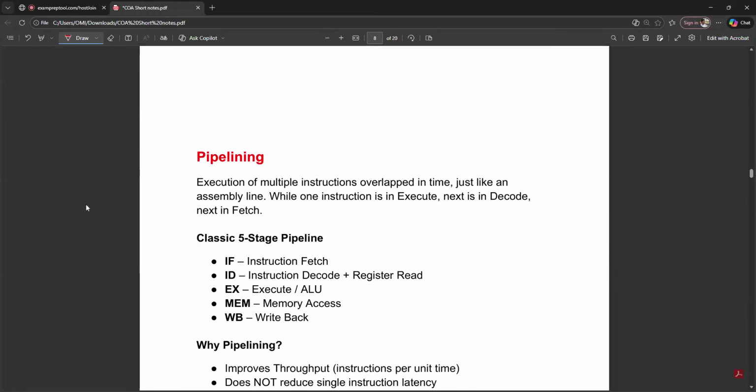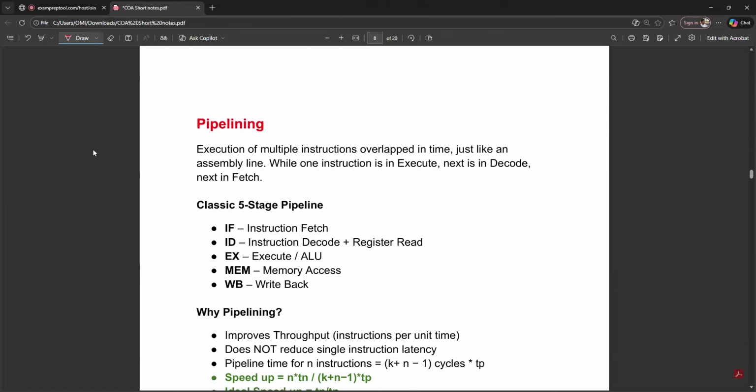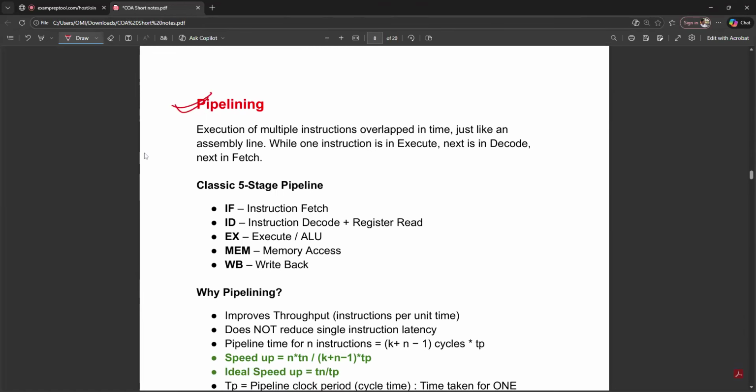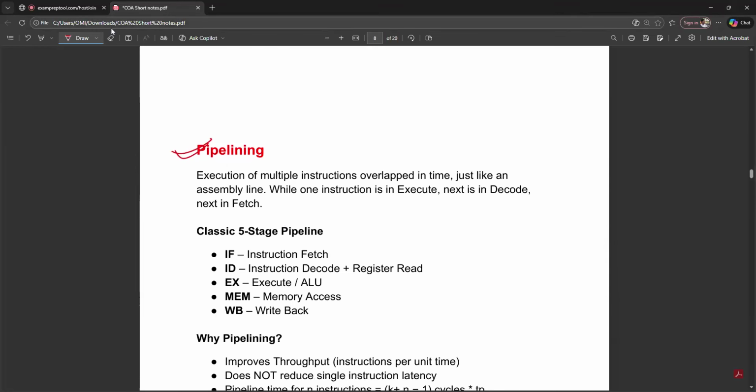So moving to the next topic, which is pipelining. Right. So what is pipelining? Execution of multiple instructions overlapped in time, just like an assembly line. Like one instruction is in execute, next is in decode, next is in fetch. So what is pipelining?